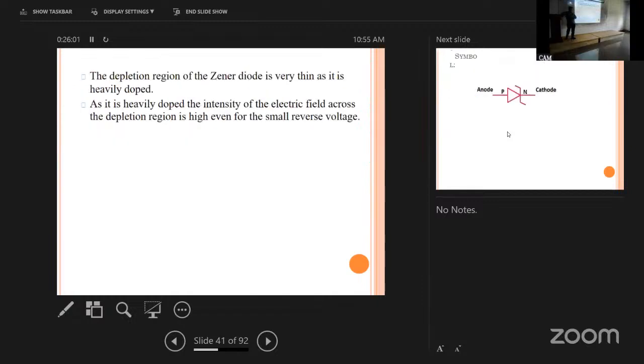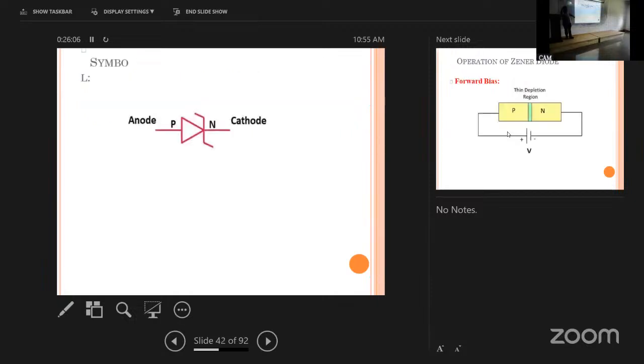Next. The symbol of the Zener diode is like this. For the PN junction diode we get only a line; here we get a Z shape. That's why it is Zener diode. Here also the names are the same: anode, cathode, PN junction. Why are we calling it a Zener diode? It will conduct in reverse bias mode also.